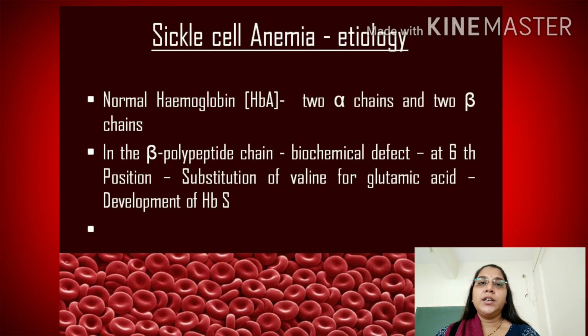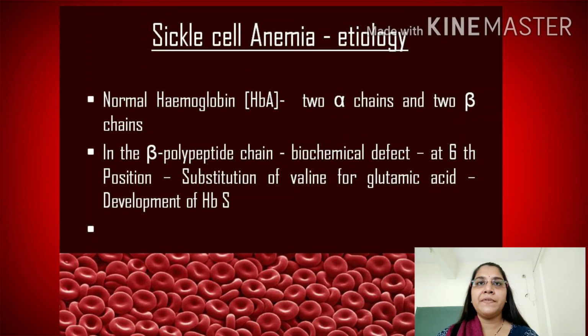Now, normal hemoglobin contains 4 polypeptide chains. Among them, 2 are alpha chains and 2 are beta chains. So in normal hemoglobin, there are 2 alpha chains and 2 beta chains simply. Now, in sickle cell anemia, what happens? In the beta polypeptide chain, a biochemical defect is seen.